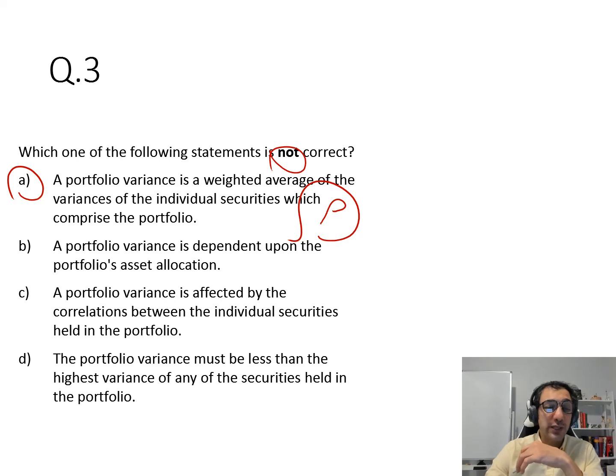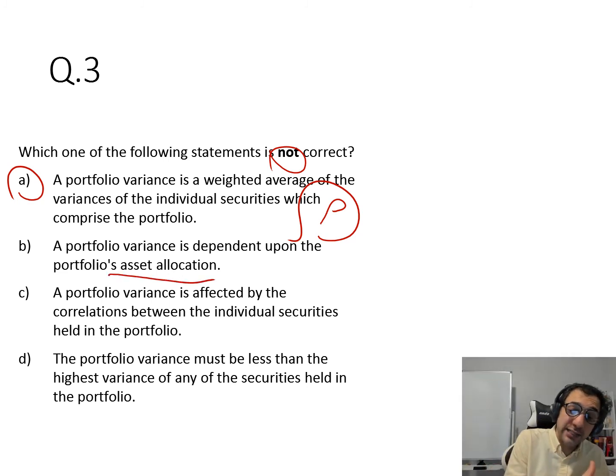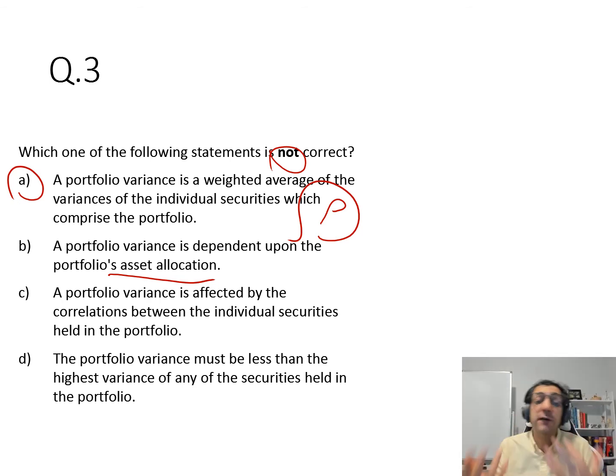Let's look at those statements. B, a portfolio variance is dependent upon the portfolio asset allocation. Remember, asset allocation means the weight. How much you are investing on asset A, how much you're investing on asset B. That's the meaning of asset allocation. And for sure, the weights are very important in terms of the portfolio's risk and variance. So B is a correct statement, so it's not our answer. C, a portfolio variance is affected by the correlation between the individual securities held in the portfolio. For sure, that's the correct statement. The variance also highly depends on the correlation between two assets.